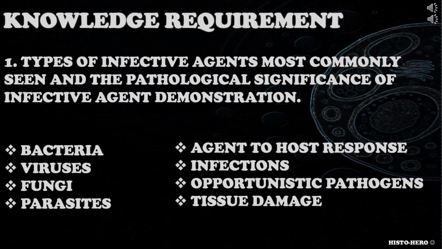Let's have a look at the first knowledge requirement, which is for you to know the types of infective agents most commonly seen and the pathological significance of infective agent demonstration. What are the types of infective agents commonly seen in tissue? Consider specific bacteria like Mycobacterium tuberculosis and leprae, H. pylori, Gram positive and negative, viruses like Epstein-Barr virus, BK virus, human papillomavirus, cytomegalovirus, Hep B virus, fungi like Candida species, Histoplasma, Aspergillus species, Pneumocystis, parasites like helminths or protozoa.